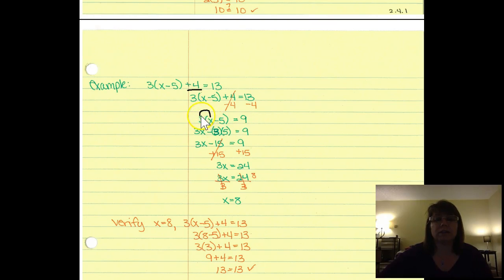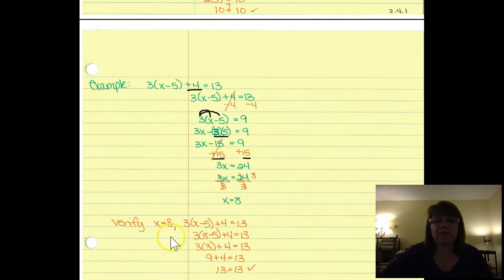Distribute the 3. 3x minus 3 times 5 equals 9. Well, 3 times 5 is 15. I'm going to use my addition property of equality and add 15 to both sides. Now I have 3x equals 24. Divide by the coefficient in front of the variable, so divide by 3 on both sides, x equals 8.